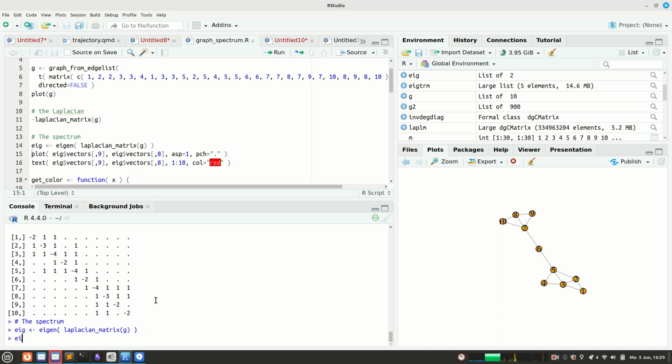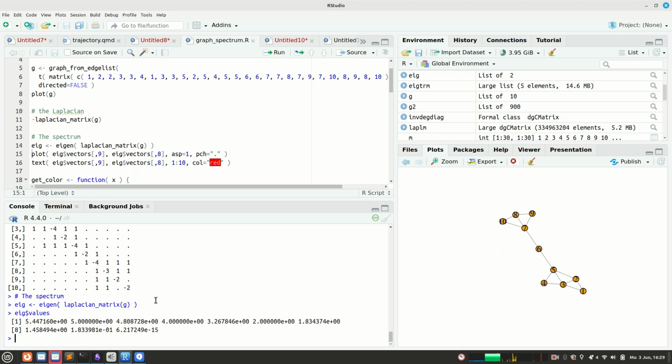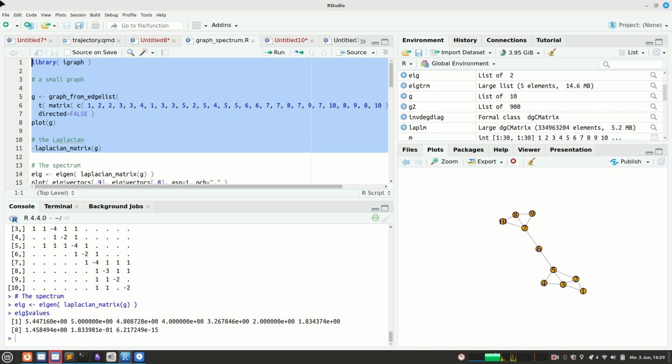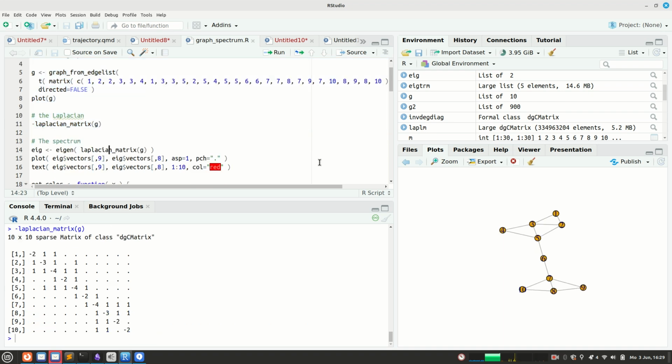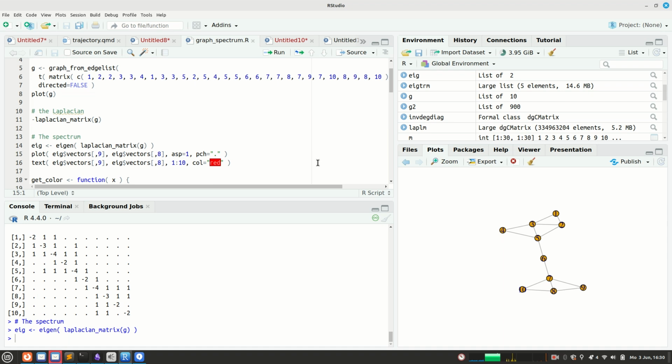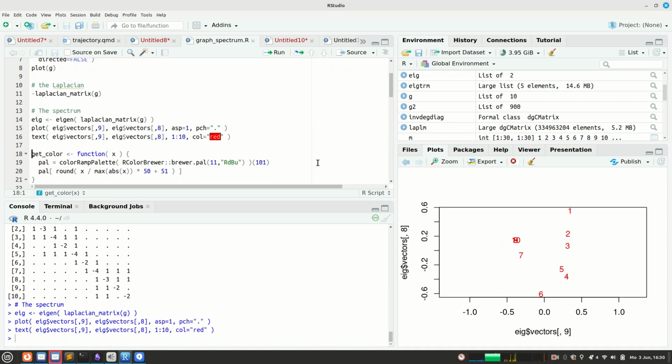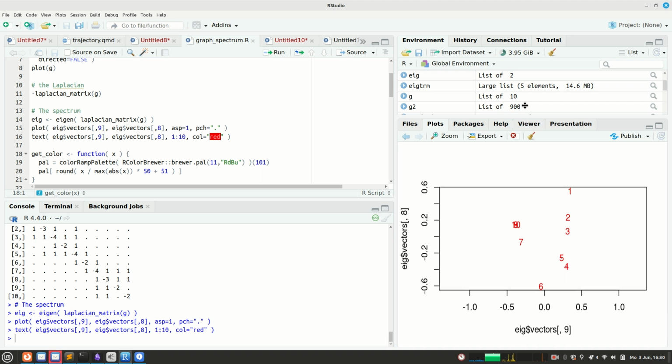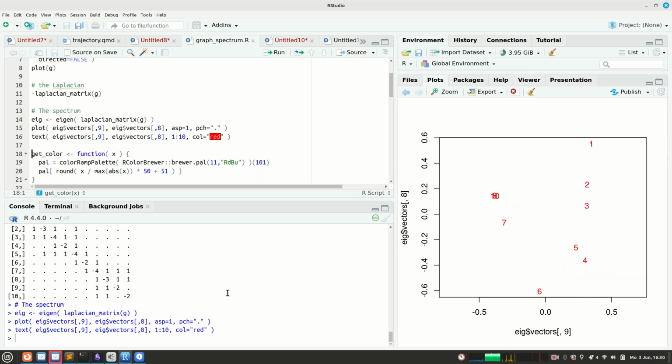Now I have this here, and I say eigenspectrum $values, and here you see are the eigenvalues, and as you can see, the eigenvalues go down from the rather large all the way down to 0. So one thing which will turn out to be useful here later is, here are the vertices, and now let's first look at the eigenvectors.